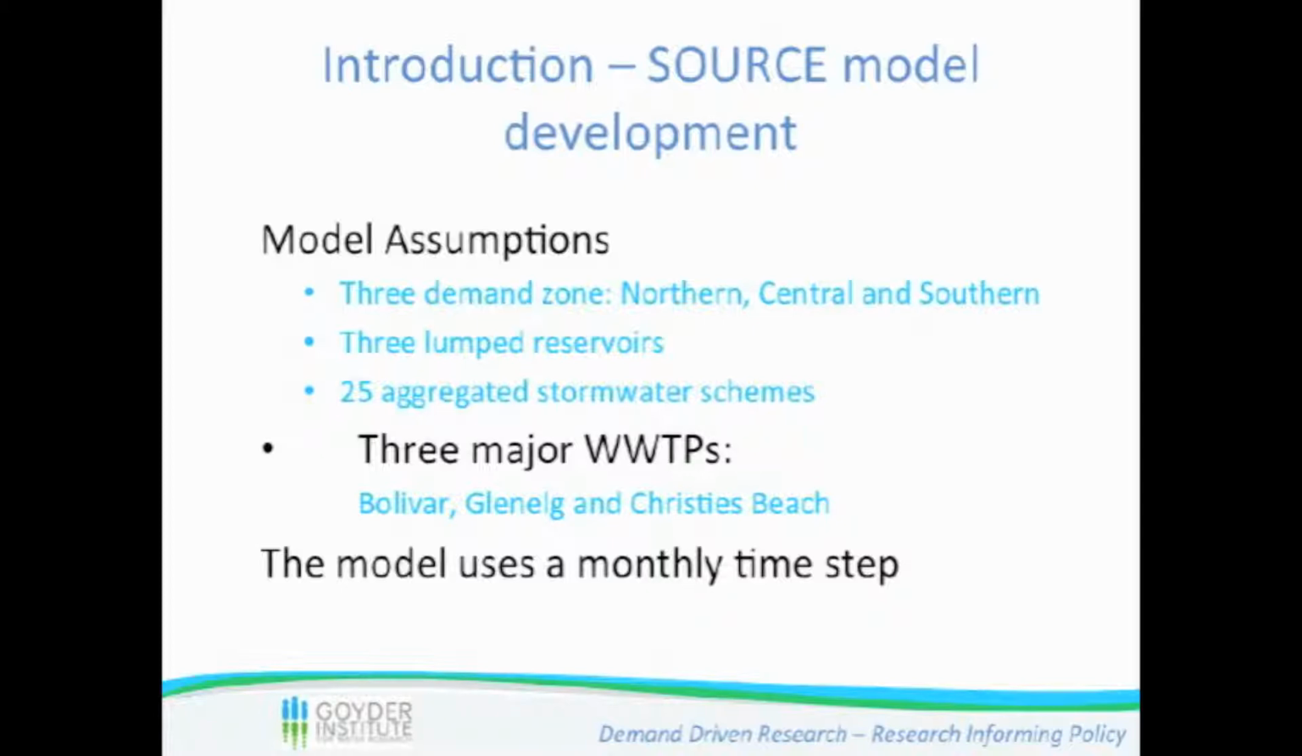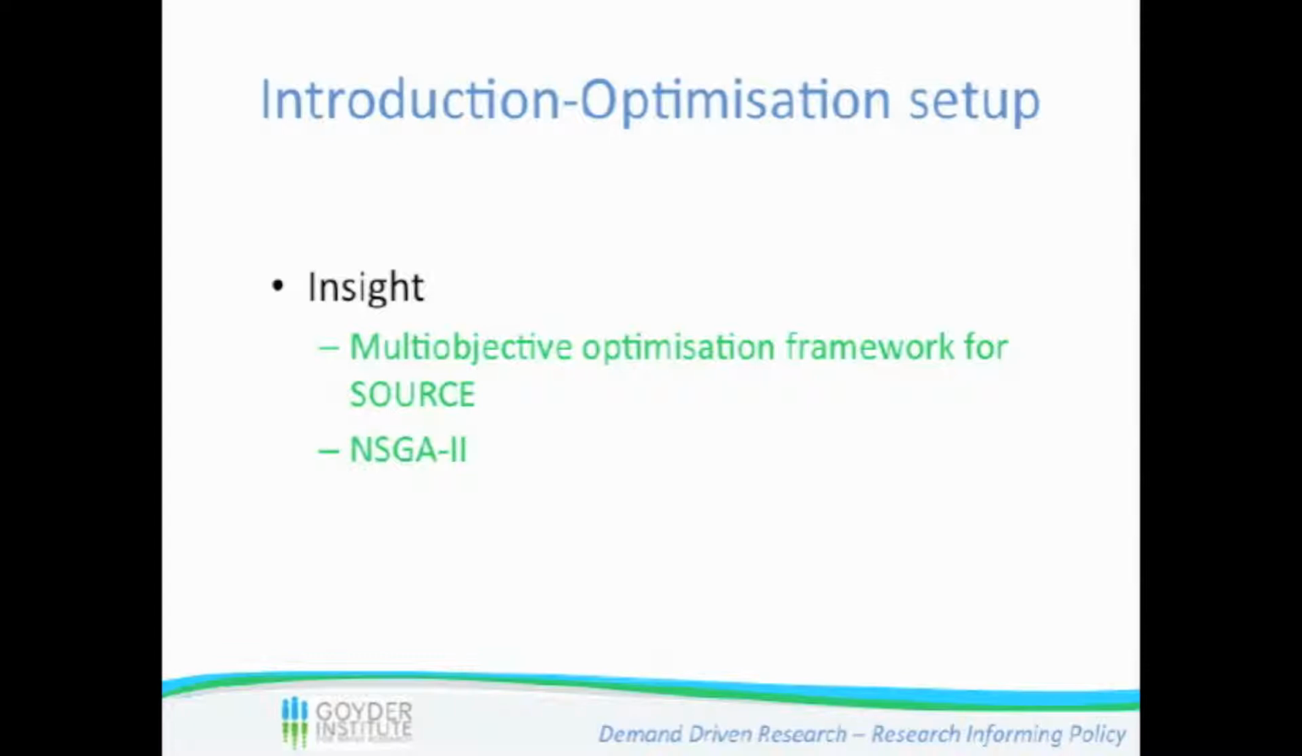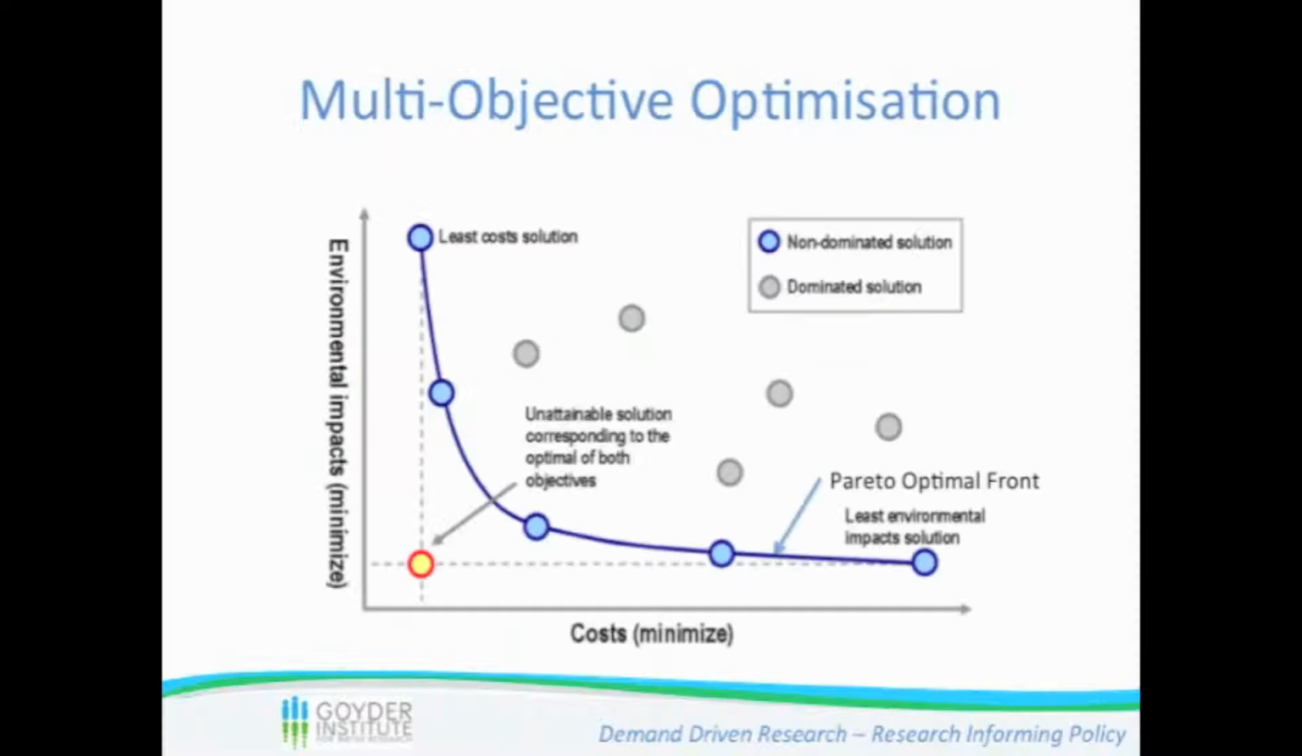Rainwater tanks and demand management were also modelled but not included in the optimisation part of the study. As I mentioned, 3 demand zones, central, north and southern, lumped reservoirs and 25 aggregated stormwater schemes, and the 3 major wastewater treatment plants. And the main model works with a monthly time step, although the stormwater modelling was done with daily time steps and aggregated. Now, within SOURCE, there's a possibility of looking at optimisation. In fact, there's a multi-objective optimisation component, which is called InSight, which uses, for those who are interested in this area, NSGA2 as the basis.